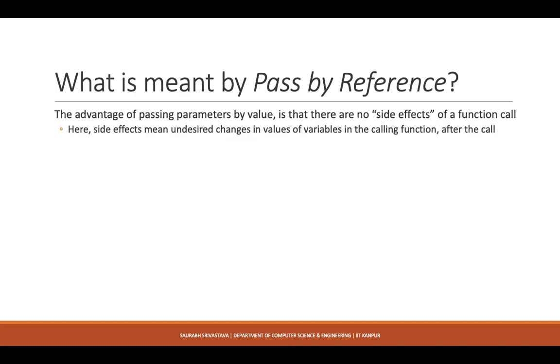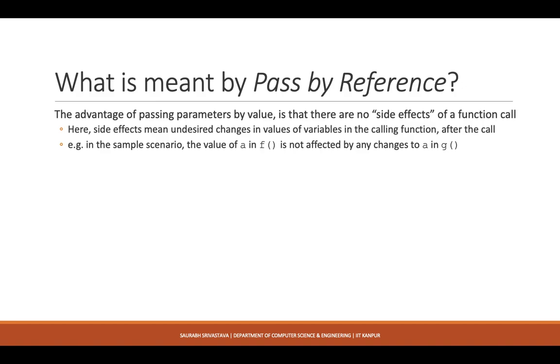Now in pass by reference, what we really do is that instead of sending values, we start sending something known as a reference. But just to understand, what is the advantage of passing parameters by value? There are actually no side effects of calling a function. So what do we mean by side effects? Essentially, let us say I called a particular function from another function. So in our sample scenario, I was calling g from f, and there were two values being passed from f to g.